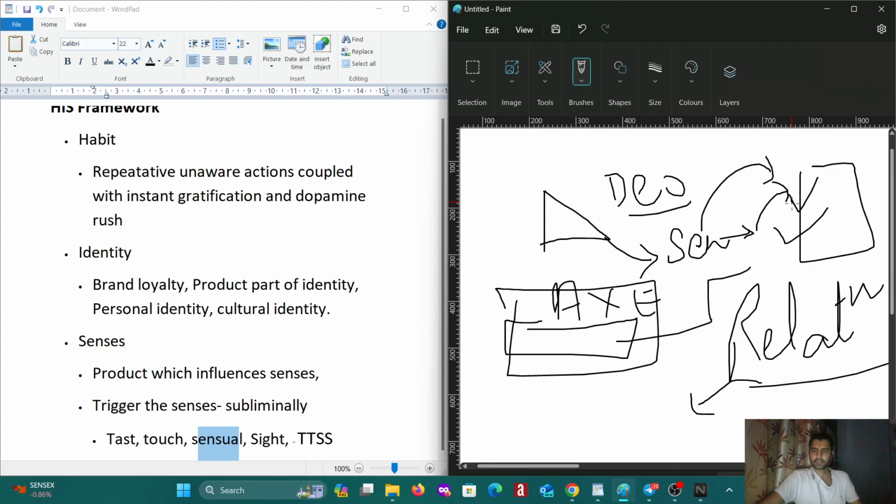If the sensuality of the ad is good, if I purchase the product, and if the smell is good, the deodorant is good, I will become a potential customer. Now, why it failed is another matter. It failed because they didn't understand the habit and the identity part of X.